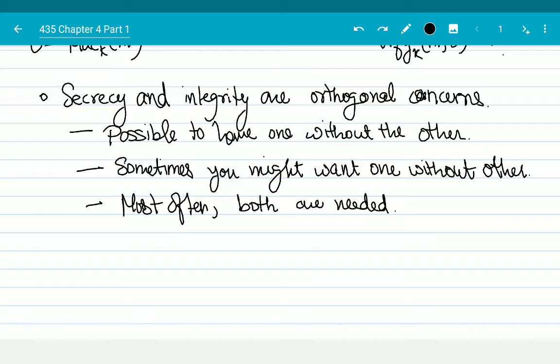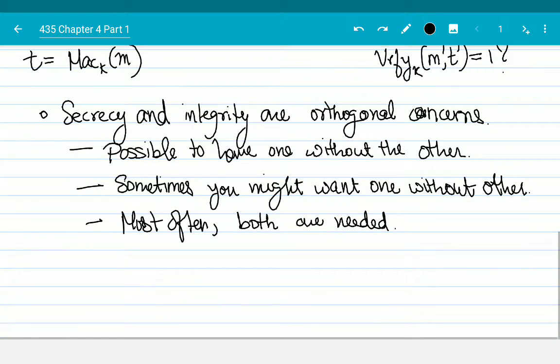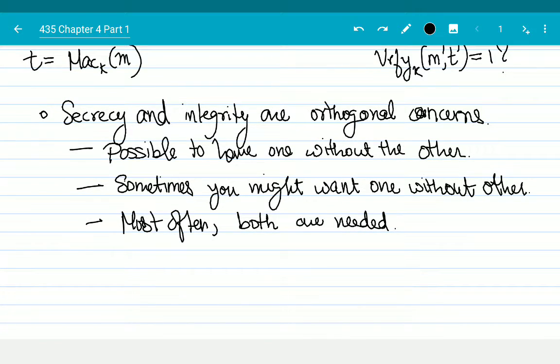But for example, if a boss is sending messages to the secretary, they don't care if someone else can read the message, what is going on. Like, most of the messages are not going to be secret. It is, however, important that no random message gets thrown in. Someone doesn't randomly change the message, right? The only important thing is the message gets through. So in that case, you don't care about secrecy, you care about the integrity, right?